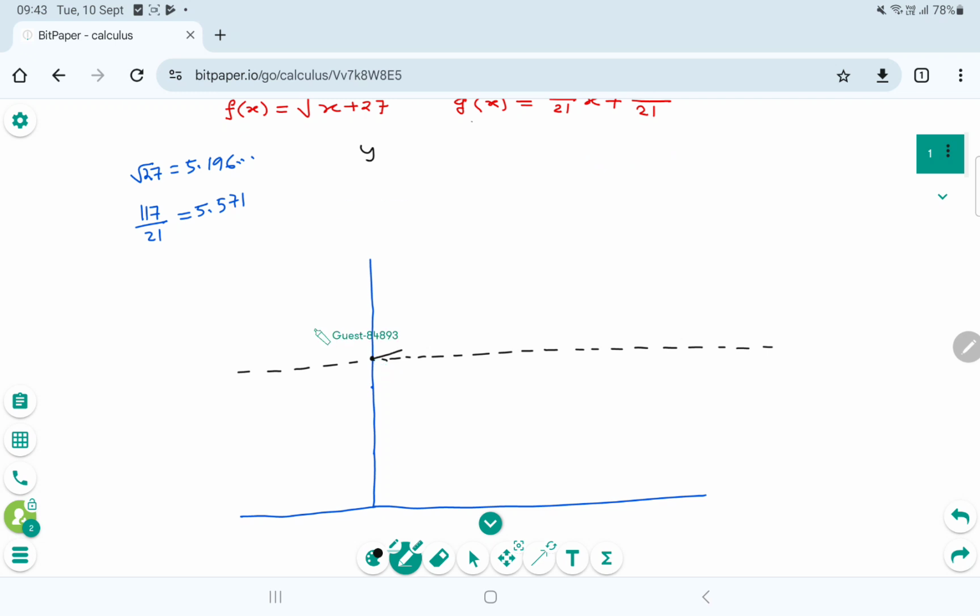So, yeah, this way. The straight line, right?